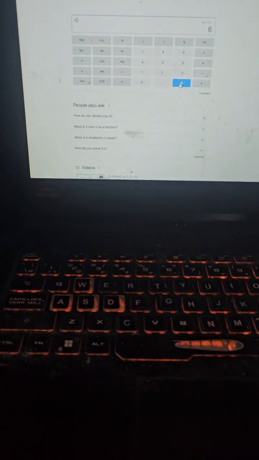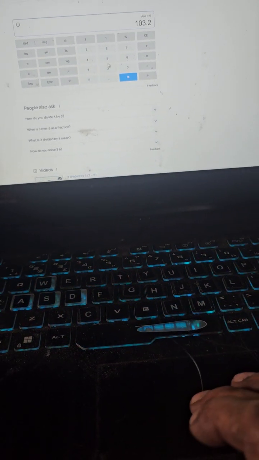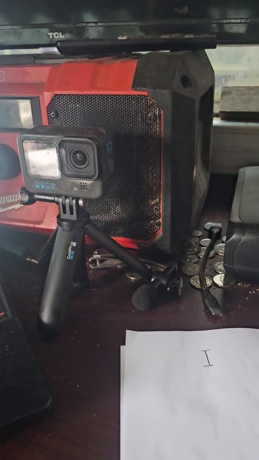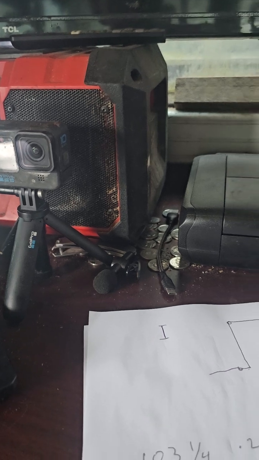Now, let's go the other way. Let's do 15. So we got 103.25 divided by 15 steps. Okay? Equals, well, we got 0.8033 after rounding to the closest thousandth. So we're going to take that.